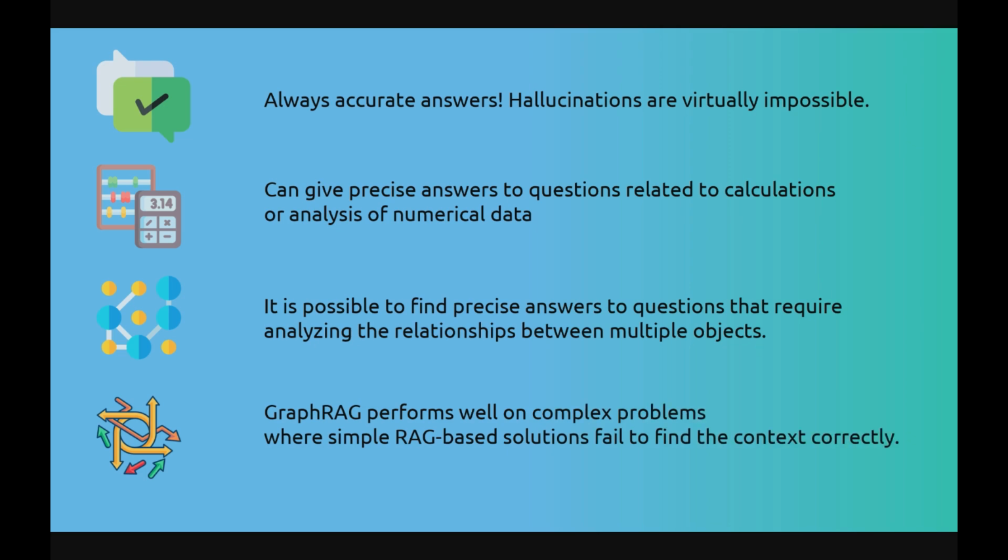GraphRAG allows the AI assistant to avoid drowning in the sea of information. Simple RAG performance degrades as the knowledge base grows, especially if the vocabulary in the documents is similar. GraphRAG relies not on probabilistic, but on precise algorithms that capture all the nuances of the meaning of statements.